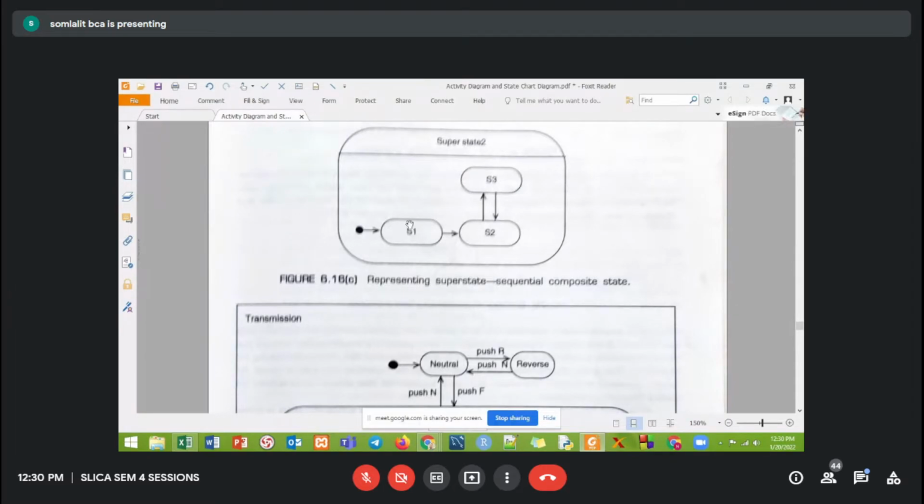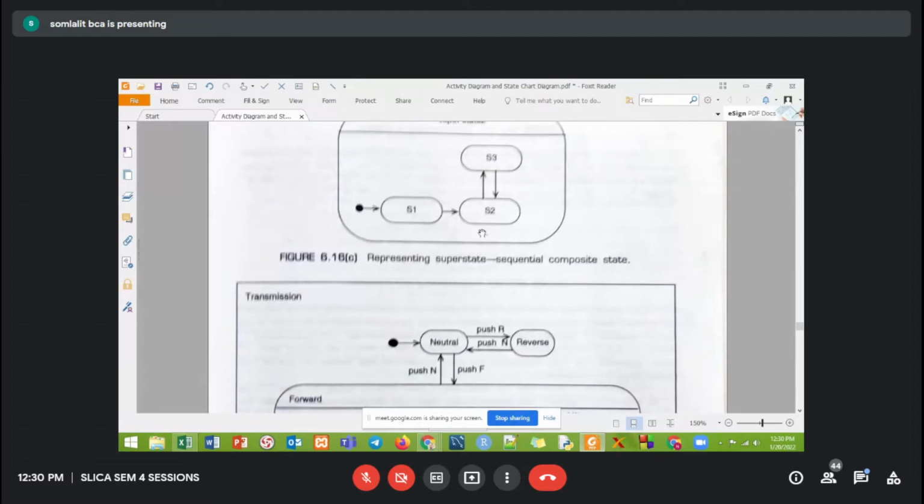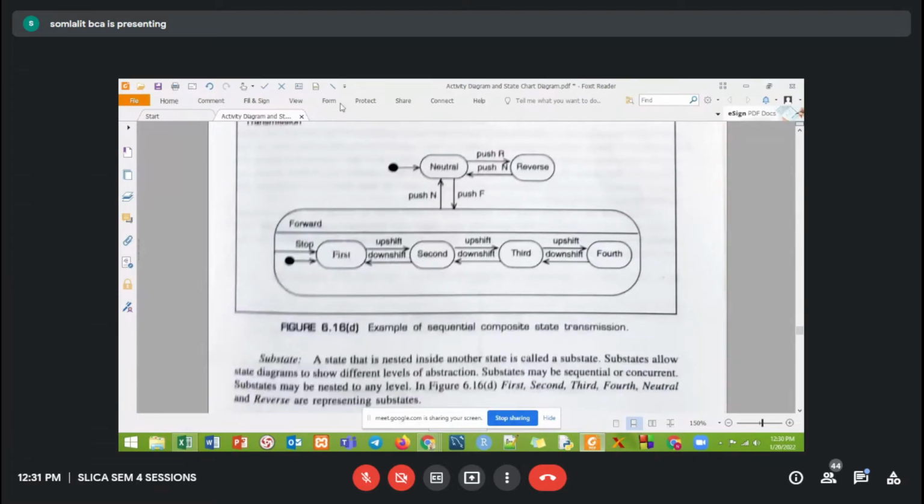You go from S1 to S2, S2 to S3, S3 to S2, and that's it. Okay. For an example, look over here. This is a best example of a sequential composite state. If we talk about the gear system of the cars, this is the gear system of an old car. Okay, it says that you need to go ahead. One state is neutral. From neutral you can go to reverse. From reverse again you can go back to neutral.